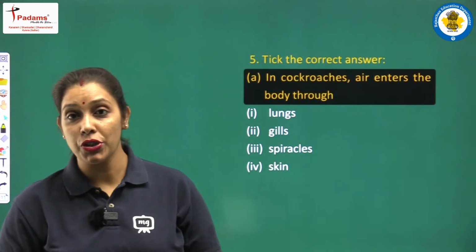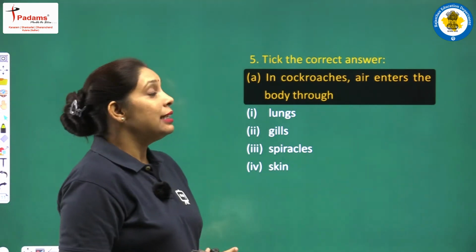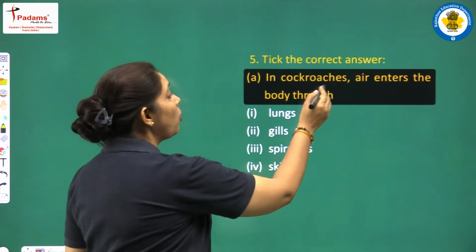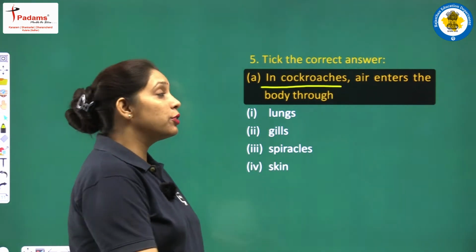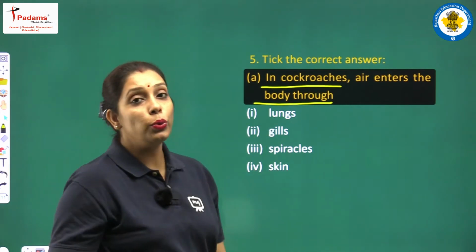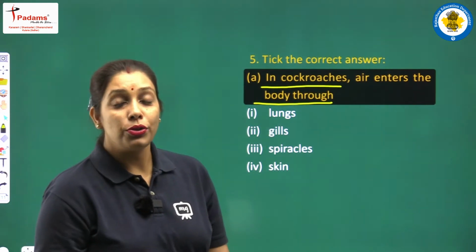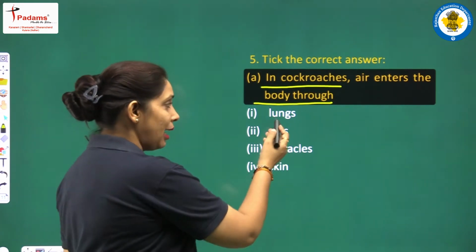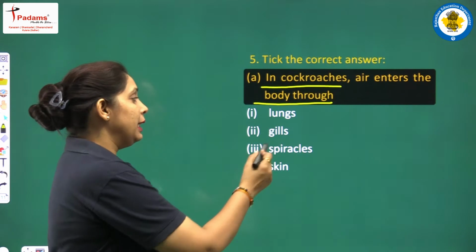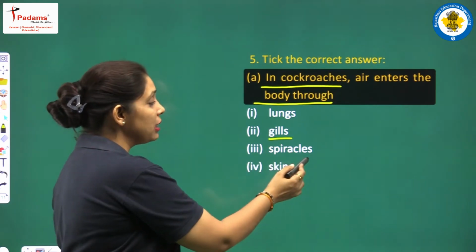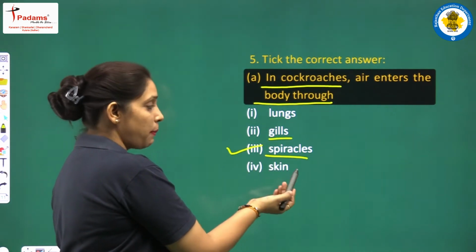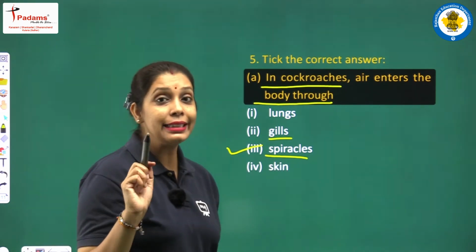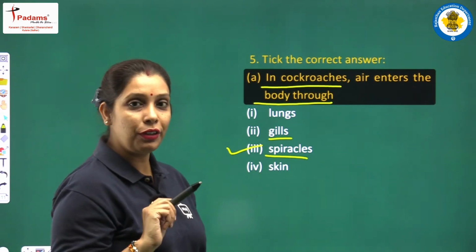Proceed to the next question class, and next question is take the correct answer. And the first one is, in cockroaches air enters in body through. Yes, we know cockroaches की जो body होती है उसके sides में क्या होते हैं? We are having lungs in cockroach? No. They are having gills? No. They are having spiracles? Yes. They respire through the skin? No. So option third is the correct one. Is that clear to everyone?